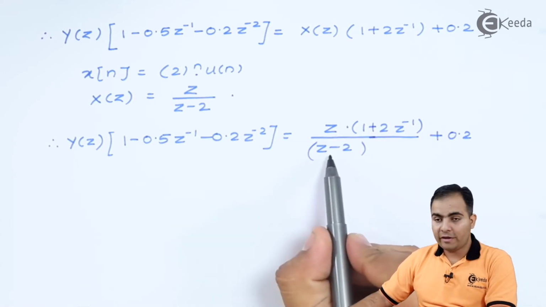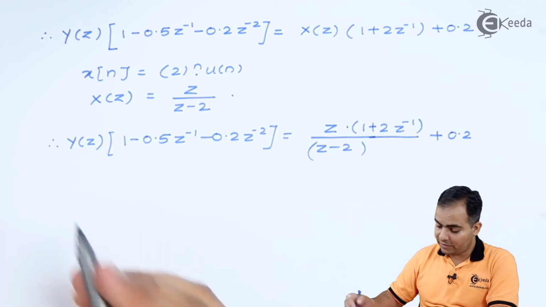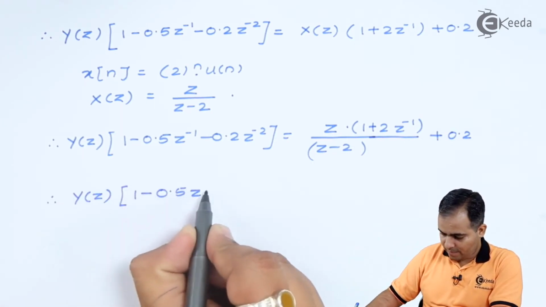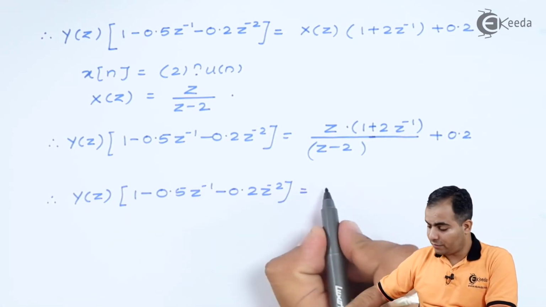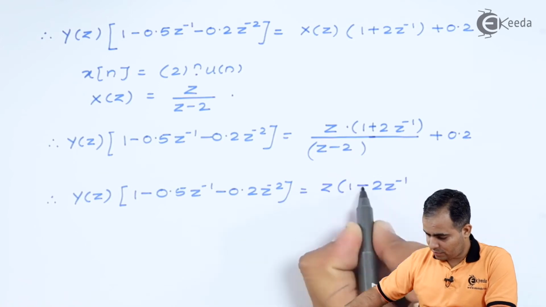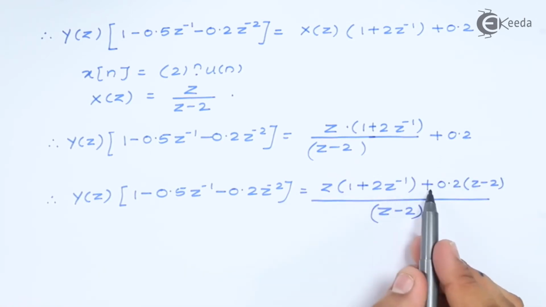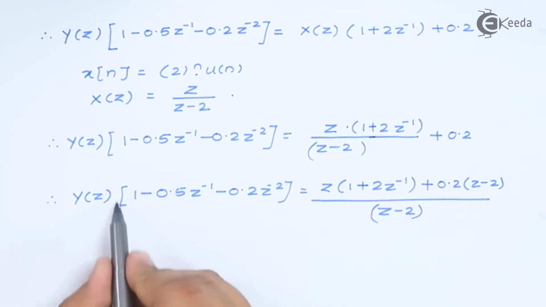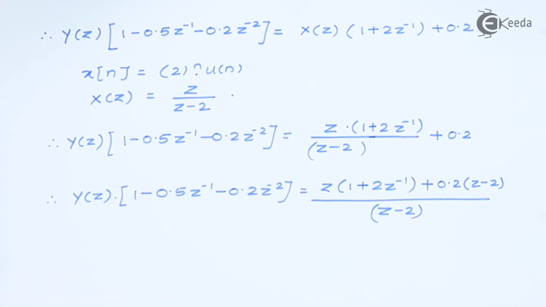Now I'll multiply by z minus 2 over here, or you can say just do the cross multiplication. So on the left hand side I'll have this equation as it is, but on the right hand side what we will get? z into 1 minus z inverse plus 0.2 z minus 2, upon z minus 2. Now I will shift this whole product term, which is multiplied with y of z, to the right hand side.